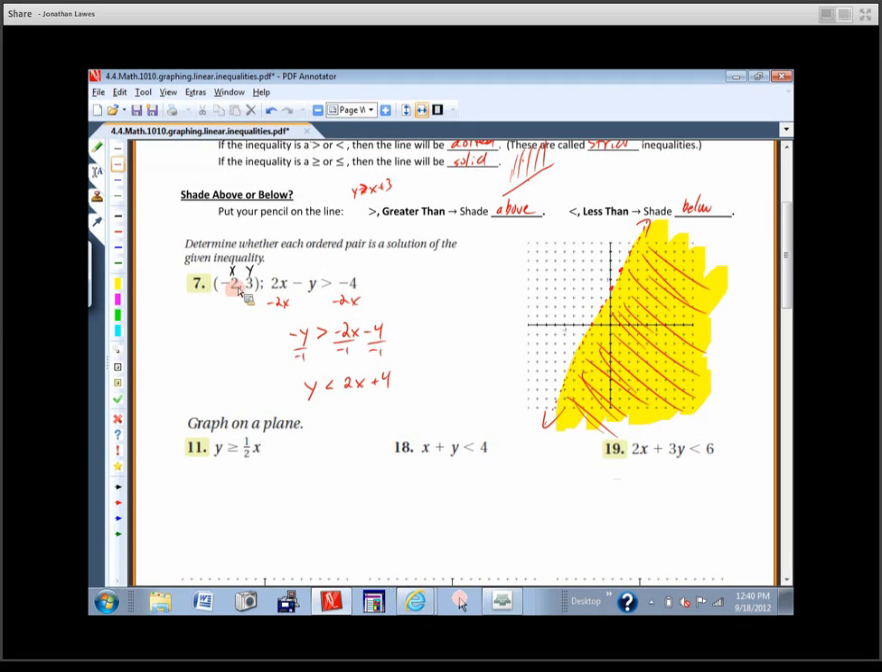Well, let's graph this point. -2, 3. So that's back 2 and up 3. That puts me right here. Is it in the shaded area? It's not. So is this a solution? The answer there is no.